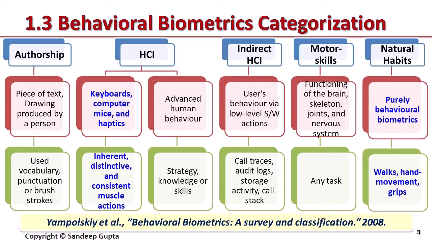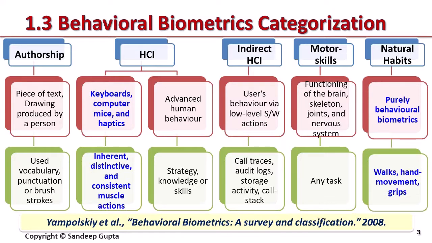The fourth category of behavioral biometrics relies on users' motor skills or kinetics for their verification. Motor skill is the ability of a human being to utilize muscles. Muscle movements are the result of the proper functioning of the brain, skeleton, joints, and nervous system. Thus, motor skills indirectly generate a unique identification signature, making person verification possible.